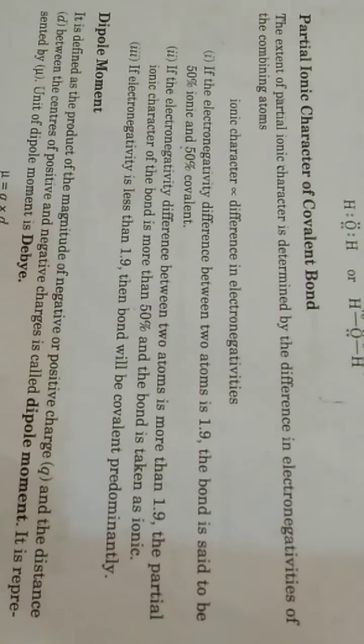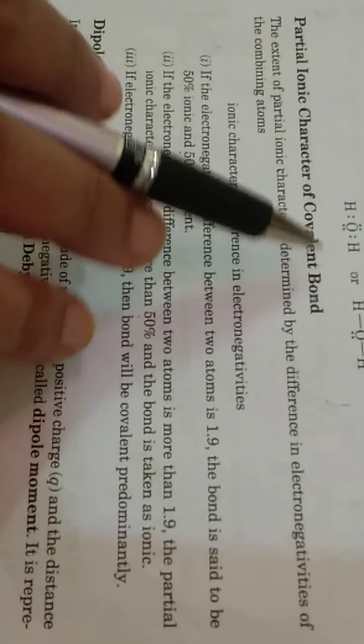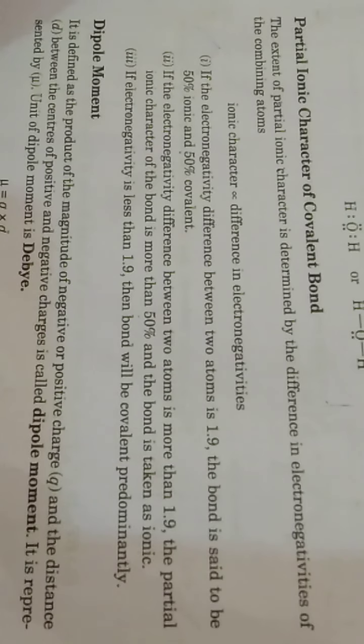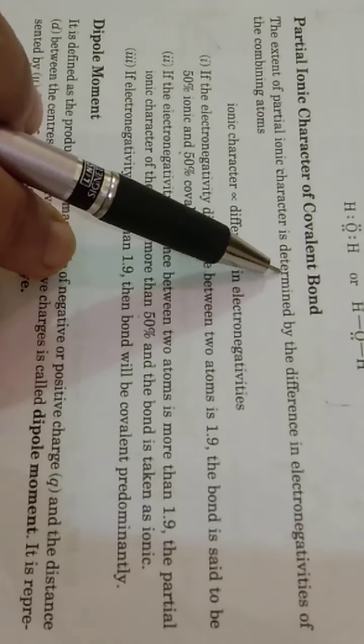What does it mean? Covalent bond, that is the bond formed by the sharing of electrons. This we all know. वो बॉन्ड जो इलेक्ट्रॉन्स को शेयर करके बनता है किसी भी दो एटम्स के बीच में. That bond is known as covalent bond.